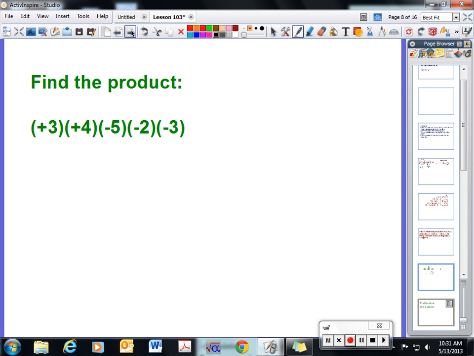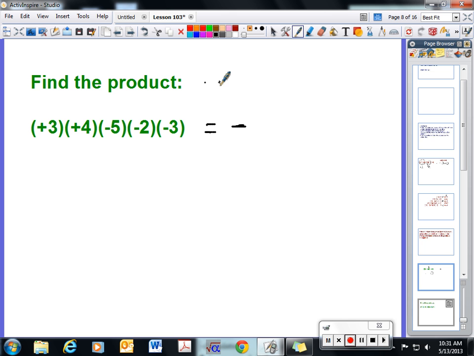Alright, now this one doesn't have a little trick like that to it, so let's figure it out here. We have how many negative integers that we're multiplying? Well, it looks like 1, 2, 3. That's an odd number, so our answer is going to be negative. And then again, we can group them however we want.